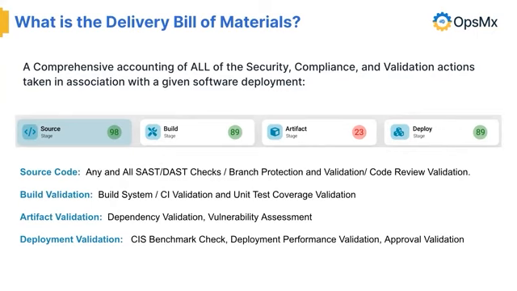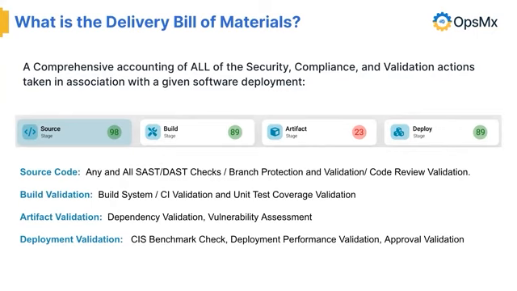So as some examples, looking at source code, and we'll actually see a live example of this as we walk through some of the mock-ups and some of the screen captures that I've taken in the product. But any of the dynamic or static code analysis checks, things like branch protection and validation, code review validation, when we think about source code.